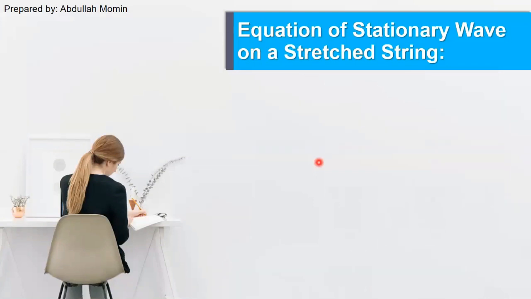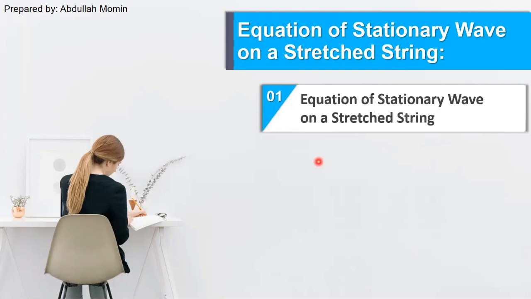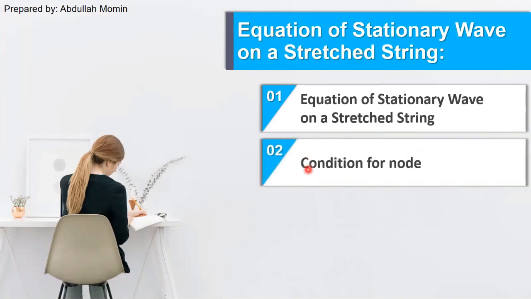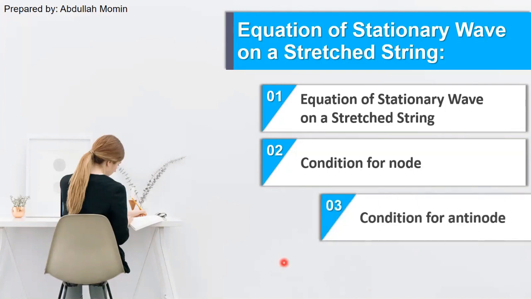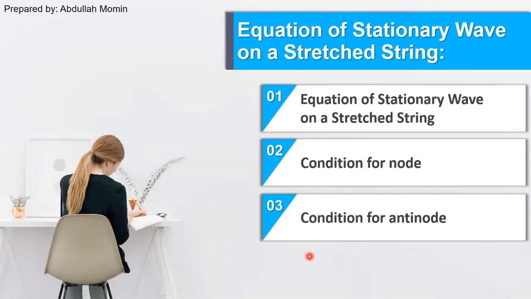In this video, the very first thing we are going to derive is the equation of a stationary wave on a stretched string. Then we are going to see the condition for node and the distance between two successive nodes. After that, we are going to discuss the condition for antinode, and we are going to see the distance between a node and an adjacent antinode.